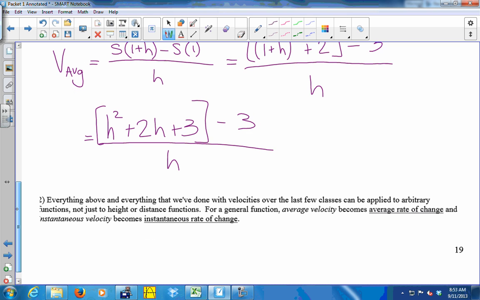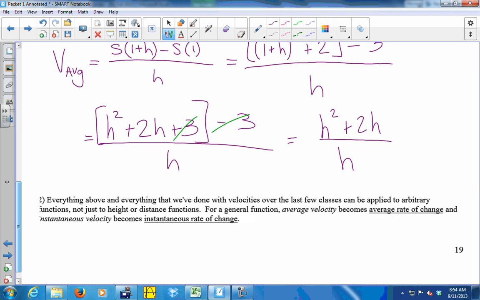All right, so then continue to simplify. I have a plus 3 and a minus 3, so those cancel. And my average velocity from 1 to 1 plus h is going to be h squared plus 2h over h. And then what do you notice?